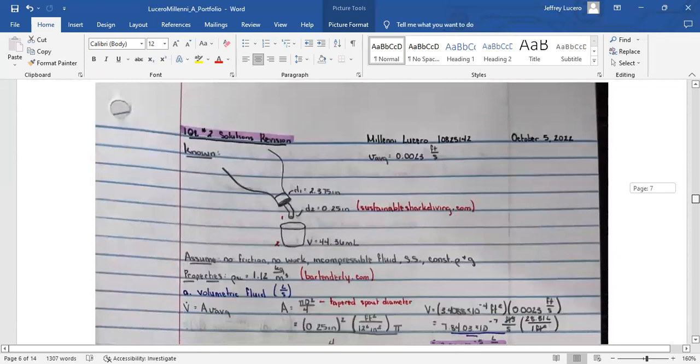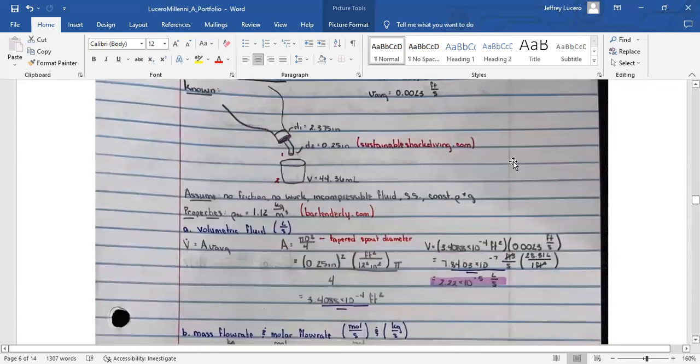For the calculation question, our knowns are that the diameter of the bottle nose is 0.375 inches, and the diameter of the tapered spout is 0.25 inches. The volume of the shot glass is 44.36 milliliters. We can assume no friction, no work. It's an incompressible fluid at steady state, with constant density and gravity. The density of the strawberry liquor is 1.12 kilograms per meter cubed.